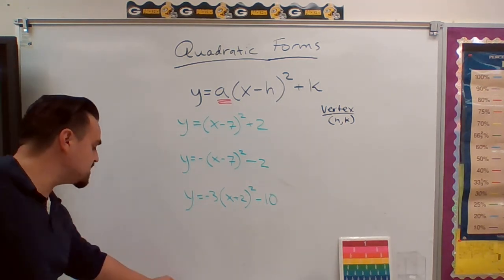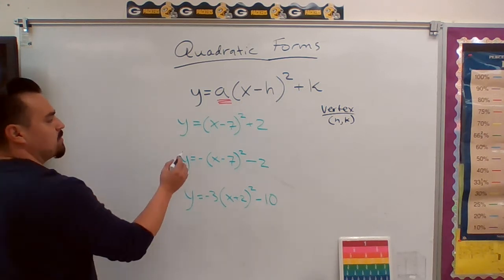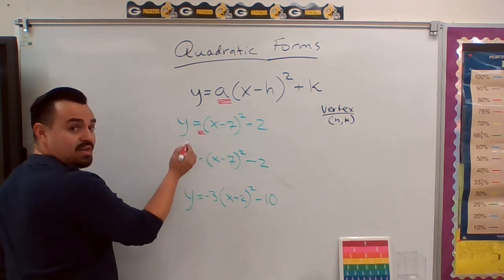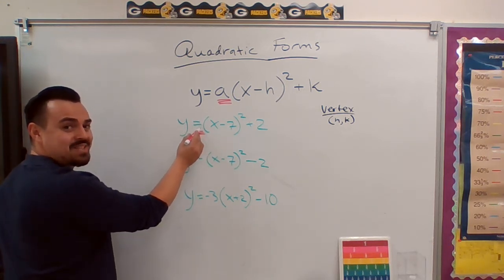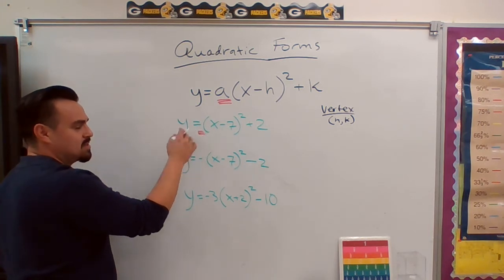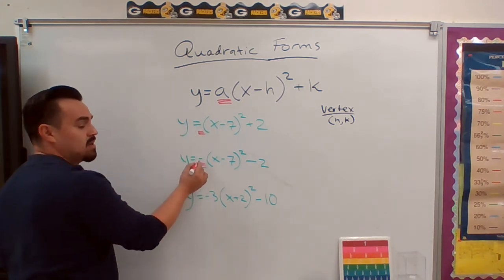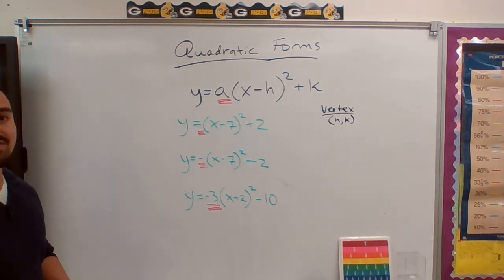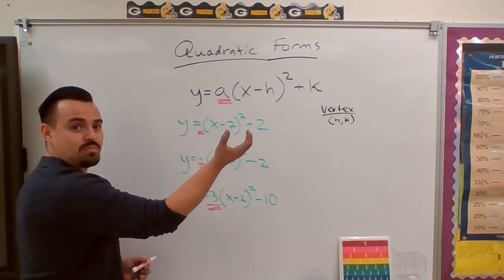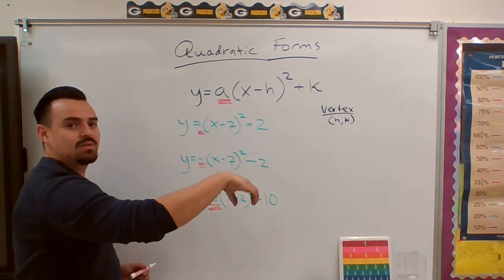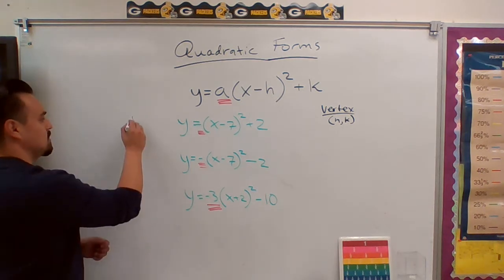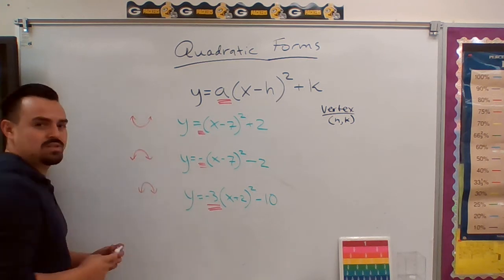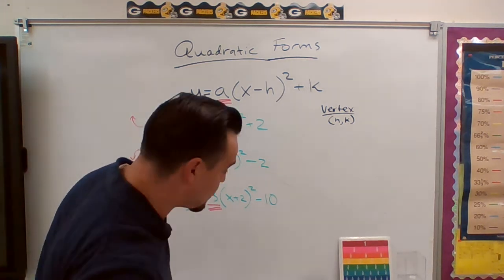All right, what this tells us when it comes to the vertex. Now, first off, let's check out the A's for our examples. A here is positive 1. It's implied, it's not there, but the A is a 1. 1 times this doesn't change it. In this case, the A is negative 1. In that case, the A is negative 3. So you're going to have a positively sloped parabola, a negatively sloped parabola, and a negatively sloped parabola for these three examples.